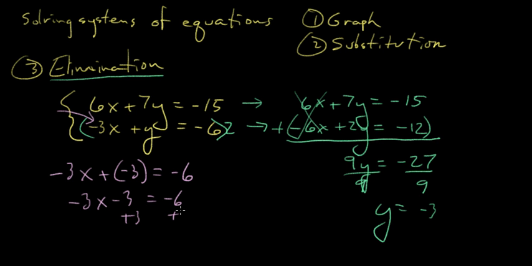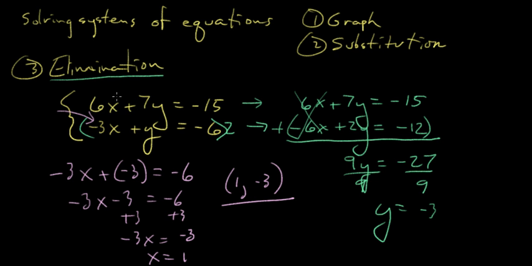Add 3, negative 3x equals negative 3, because negative 6 plus 3 is negative 3. So x, of course, equals a positive 1. Divide both sides by negative 3, you get a positive 1. So now I say my solution is 1 and negative 3. I think that's the solution to my system.